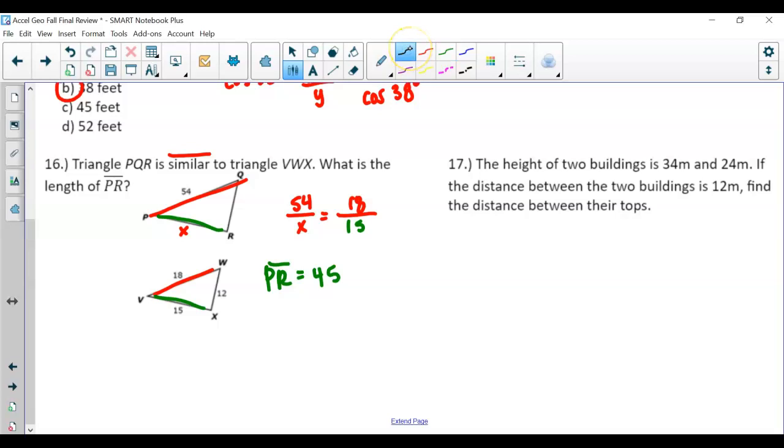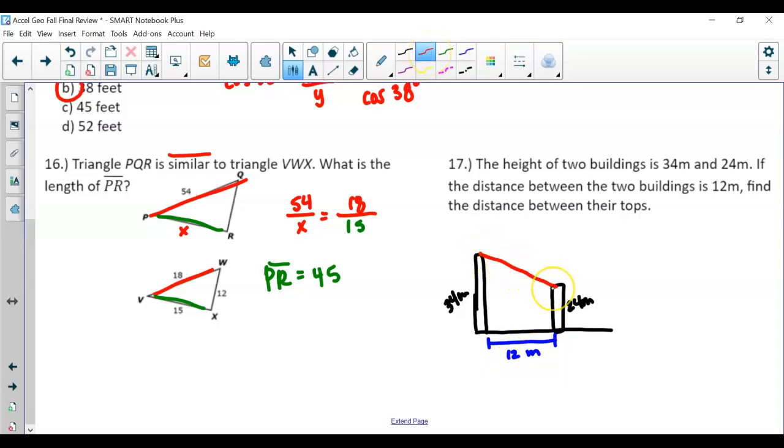So now here, definitely make sure to draw a picture so you can see how you're going to solve this. We have the height of two buildings. So we have building 1 is at 34 meters and building 2 is at 24 meters. And again, we're on the ground here. Then the distance between the two buildings is 12 meters. So this distance here is 12 meters. Find the distance between the tops. So we are finding the distance between the two tops here.